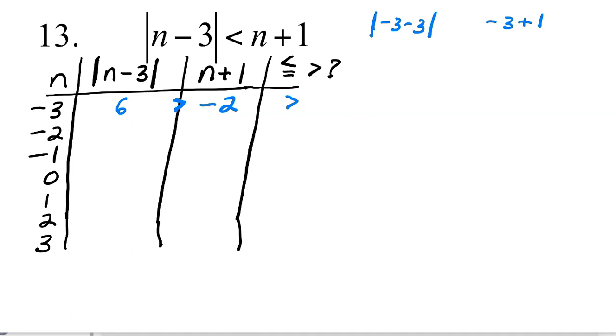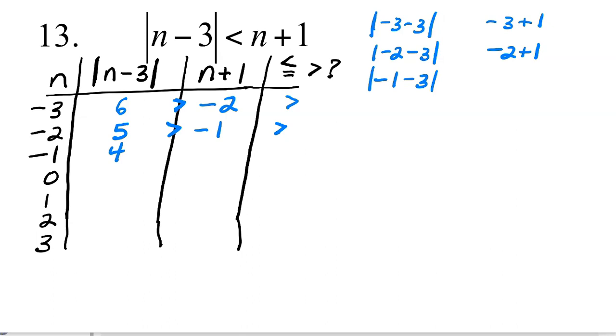Let's try -2. Plug -2 into the left side. That would be the absolute value of -5, so 5. -2 plus 1 is -1. So 5 is greater than -1. Plug -1 in, and we get the absolute value of -4. And on the other side, -1 plus 1 is 0. And 4 is greater than 0.